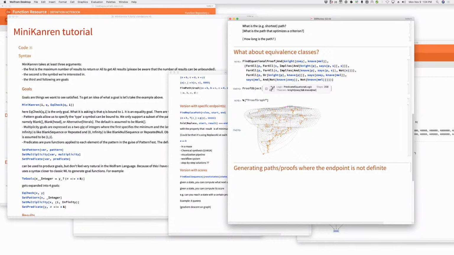Wait a minute. Given a proof, it will give you the theorem. Why isn't the theorem just beginning of proof equals end of proof? It is, if the proof is correct.